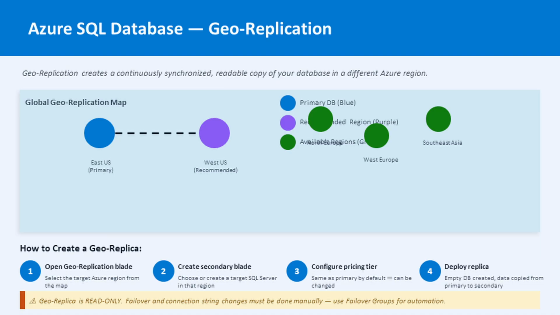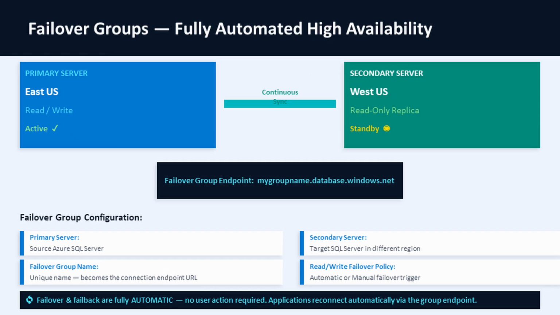To solve this, we need failover groups. Failover groups build on top of geo-replication and add the crucial layer of automation that turns a readable replica into a true high availability solution. The concept is straightforward. You define a group with a primary server and a secondary server. Azure creates a single, unified endpoint, a URL that looks like your failover group name.database.windows.net. Your application always connects to this endpoint, never directly to a specific server.